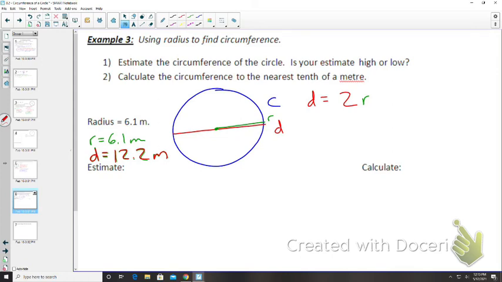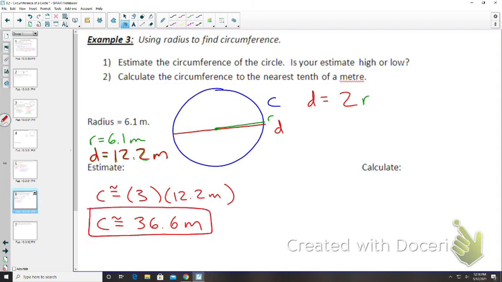Okay, so we're going to estimate first. So for the estimate, we're using pi as 3, and this is just an approximation. That's what that little squiggly line means on top of that equal sign. So the circumference is approximately 3 times 12.2 meters. 3 times 12 is 36, and 3 times 0.2 is 0.6. So 36.6 meters approximately for our circumference.